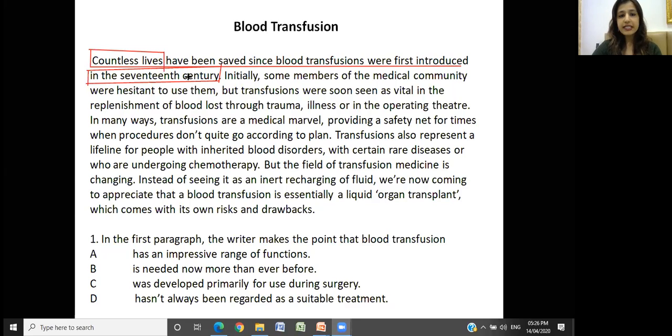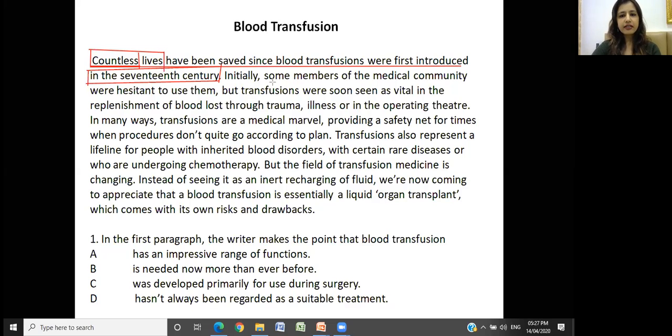So all of you are citing this as a fact, but this is not a fact because of the word countless. Countless lives have been saved since blood transfusions were first introduced. So how can I prove the word countless? If it was statistics, it can be proven. Then it would have been the fact. But here the word countless, which is an adjective, gives you the writer's feeling towards it. Right? Now the feelings also could have intensity.